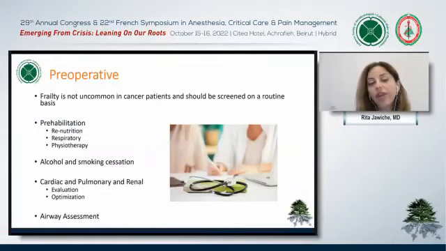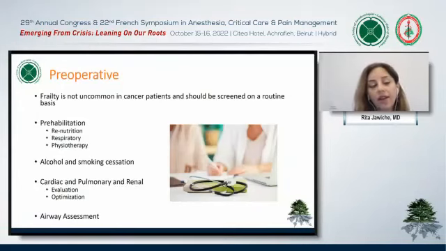You see that frailty is not uncommon among cancer patients, and so it should be screened on a routine basis. Most of those patients will need prehabilitation before their surgery. First of all, they can be undernourished because they are not eating well, because of the cancer, because they have head and neck cancers, and so they cannot really have good access to food. They need physiotherapy on a respiratory basis and for their motor function.